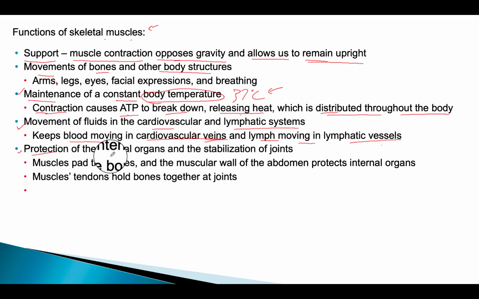Lastly, protection of internal organs and also stabilization of joints. Muscles pad the bones. The muscular wall of the abdomen protects our internal organs. So our abdominal muscles, for example, protect our internal organs such as your intestines, your spleen, and so on and so forth. Muscles and tendons hold bones together at the joints. So those are the functions of our skeletal muscle.